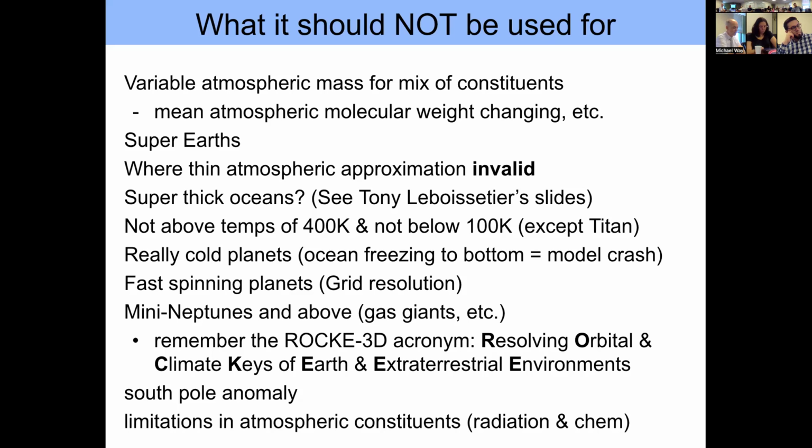Fast spinning planets. So I say here grid resolution. Planets with rotation rates that are faster than about 12-hour Earth equivalent don't really sample the Rossby radius of deformation very well. So if you are going to do grid resolutions like that with the default 4x5 degree model, you probably want to consult us about whether that's appropriate or not. I've already mentioned mini Neptunes, gas giants, etc. These are not really appropriate for this model. And remember the terrible acronym we have for this model: Resolving Orbital and Climate Keys of Earth and Extraterrestrial Environments. This is basically stuck to terrestrial planets.